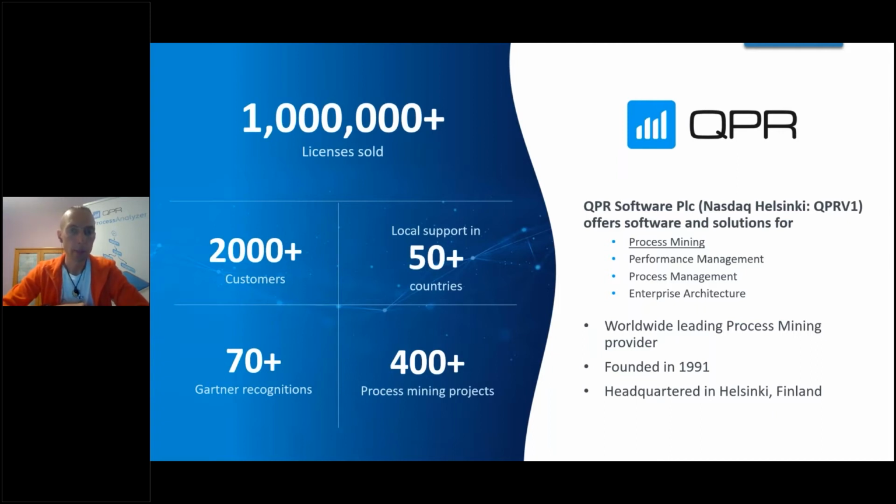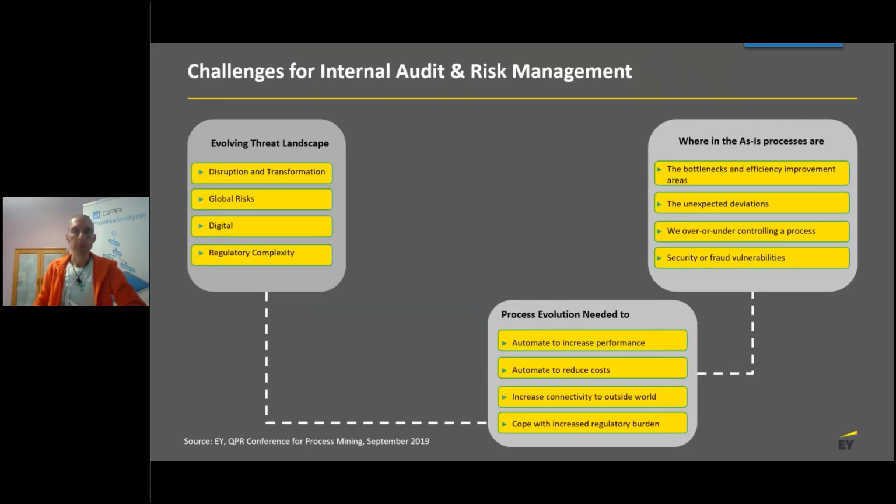So just the very basic facts about QPR. We were established in '91, so soon we're going to be a 30-year-old company. We have sold more than 1 million licenses to more than 2,000 customers in more than 50 countries. And the process mining project experience is really big. For the past 10 years, we have participated in more than 400 process mining projects. Okay, and we are stock listed.